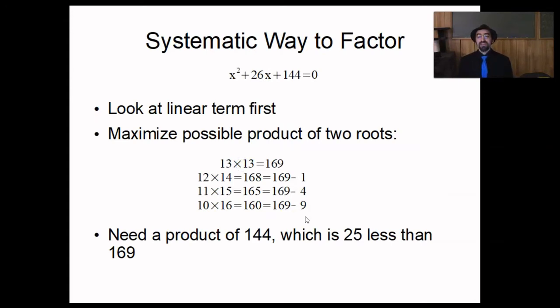Now it turns out there's a systematic way to factor rather than just guessing the possibilities. So let's look at this problem. x squared plus 26x plus 144 equals 0. 144 has lots of factors. We probably don't want to check all possible combinations to see which pair of them multiplies to 144. Fortunately, there's a more systematic way to do this.